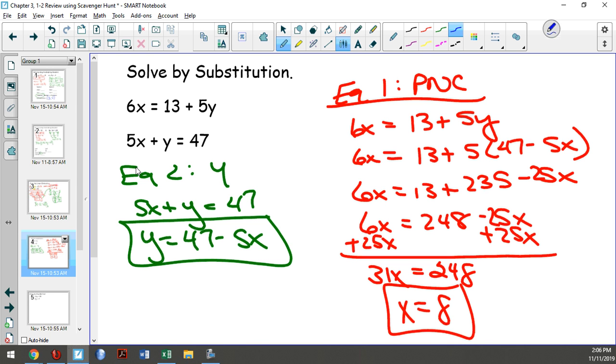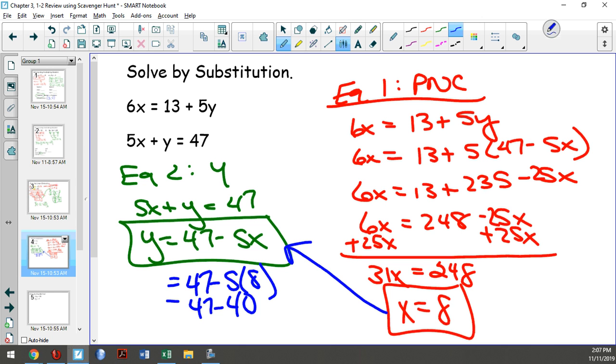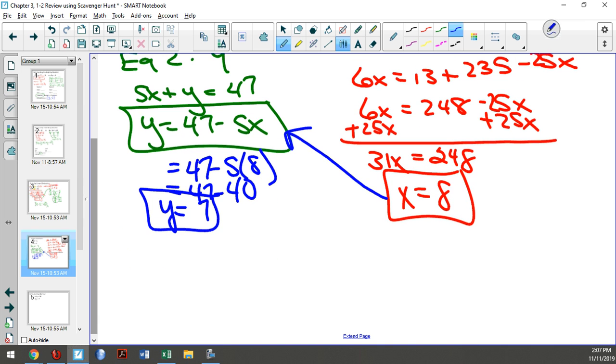You have to wait. This right here, let me finish this. This right here is going to be x equals 8. What am I going to do with that x equals 8? I'm going to go back to the box that I used to solve for y. And I'm going to have 47 minus 5 times 8. So that's 47 minus 40. So that means y is equal to 7. So my POI is going to be 8, comma 7.